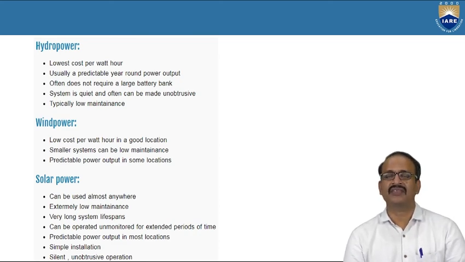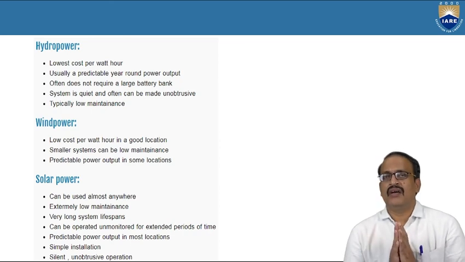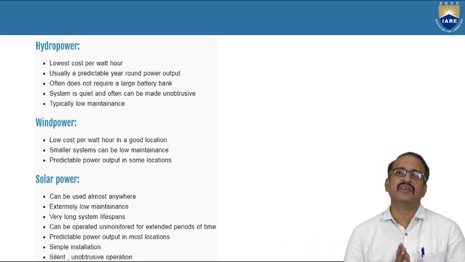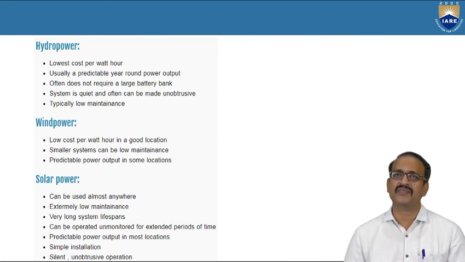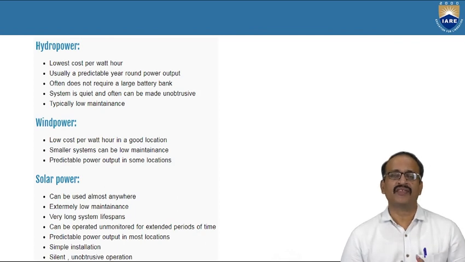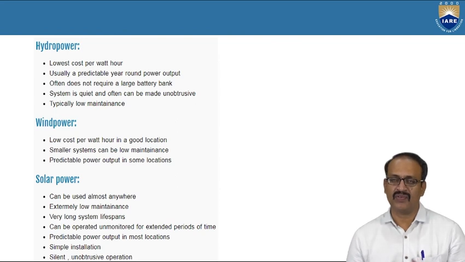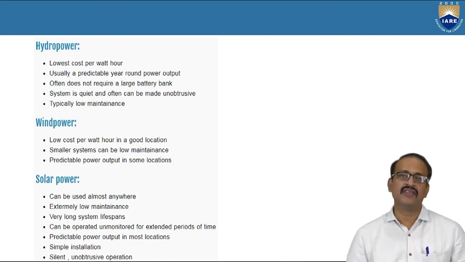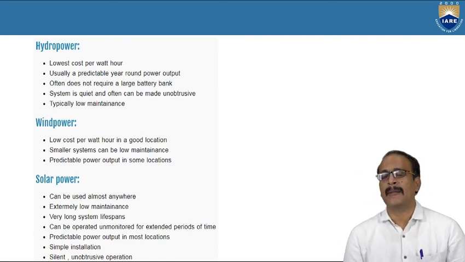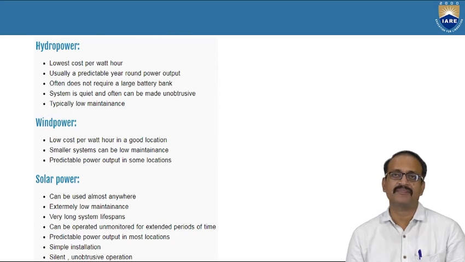Normally we go for larger wind turbines because the cost per unit will decrease. But if you are going for smaller systems, the maintenance will be less, because in smaller systems there is no mechanism for changing the angle and changing the directions. In that case, the maintenance will be less. It is also predictable. If you come to solar power, it is everywhere.